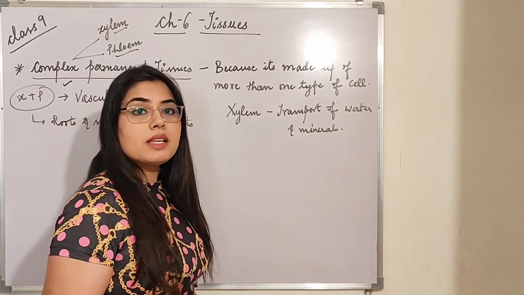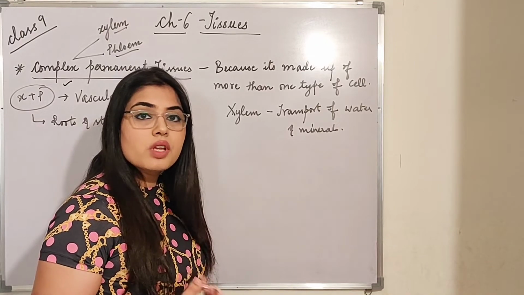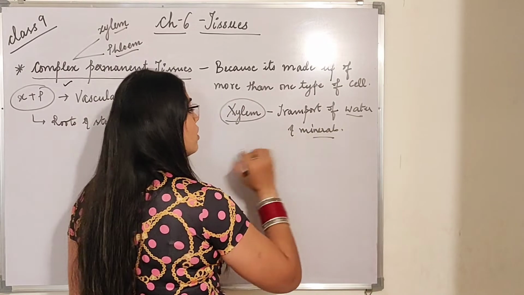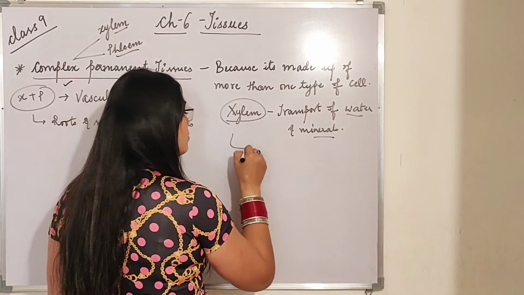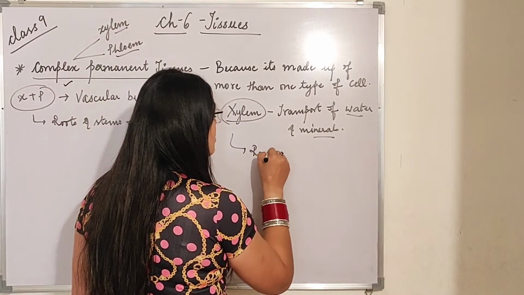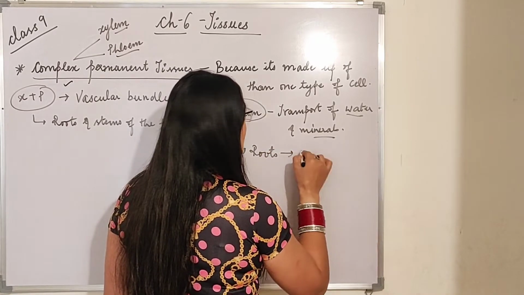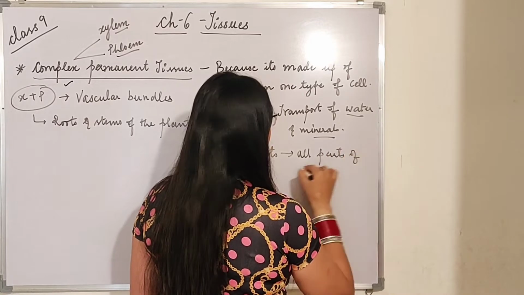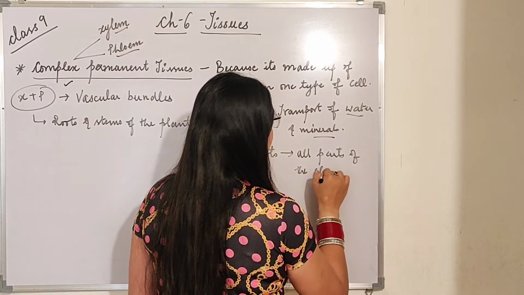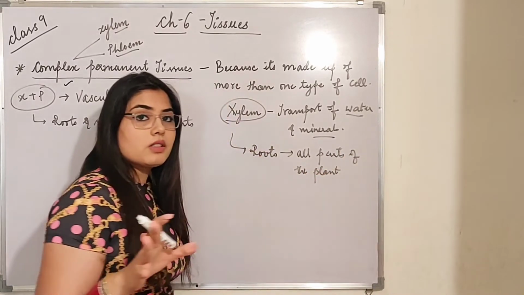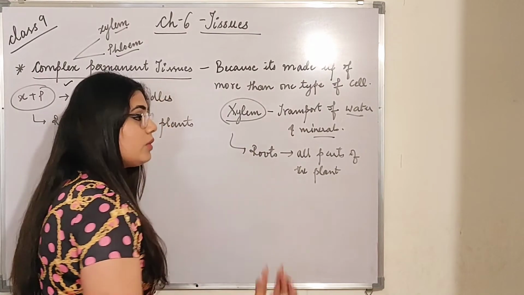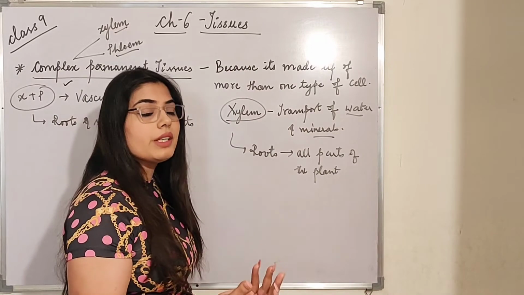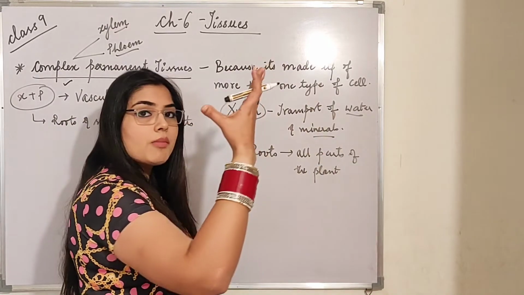Now where does the plant get water from? From the roots. So what will xylem do? Xylem will take all the minerals and the water from the roots and reach all parts of the plant. But from the roots the water will only go upwards. It will not go downwards. Obviously, because the parts of the plant lie in the above direction.